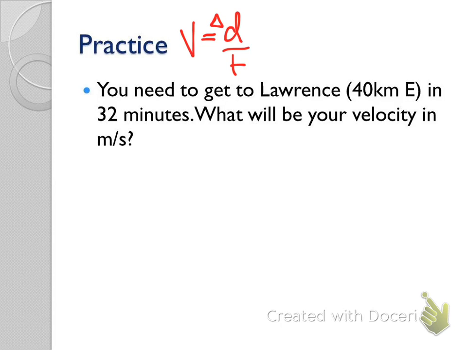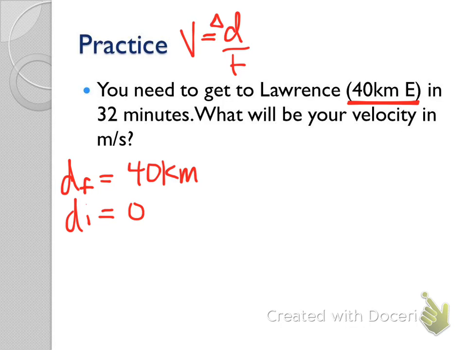You'll see me drop that delta, but it's final minus initial. When we're starting to read these problems, you need to start picking out your variables as you read them. 40 kilometers, what type of variable does that tell us it is? It's a displacement or a distance, right? So you would say displacement final is 40 kilometers.